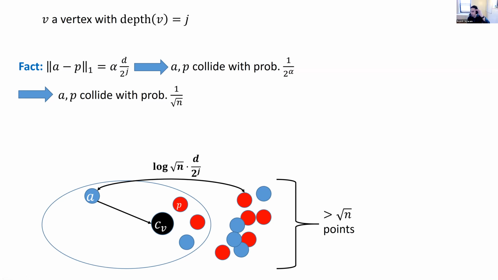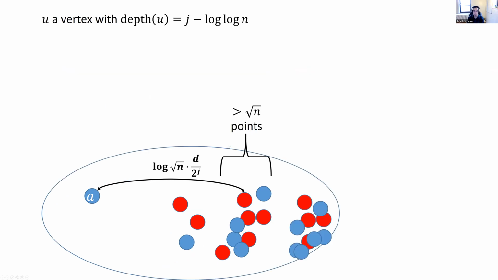And so now what we're going to do is we're going to use this fact, and we're going to walk a couple levels up the tree until these root n far points now become close points. So let's go to a new vertex U, which is log n levels up the tree, so that in expectation, all these root n far points are now close points. At this new vertex, all these points should now basically be contained in the same vertex that A is contained in.